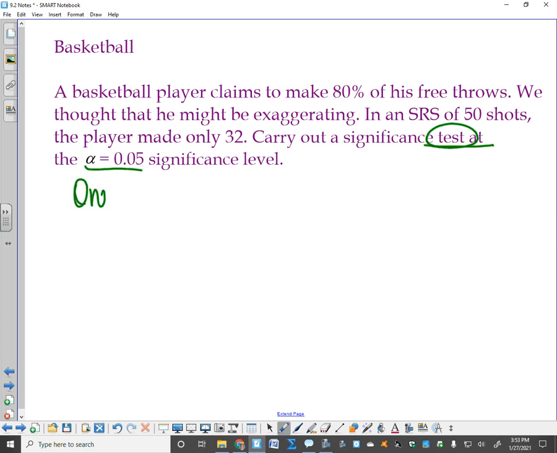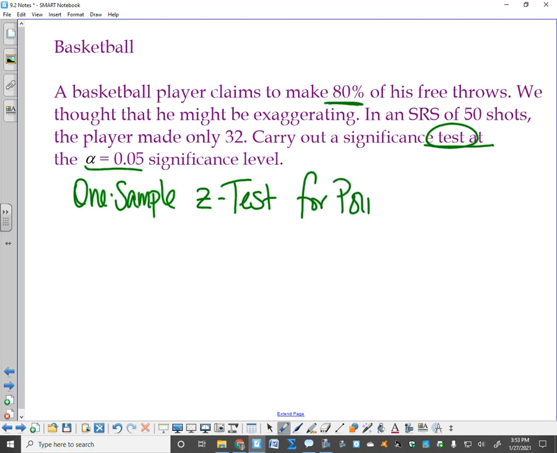I'm a 1 sample z test, not interval, for proportions, since these are proportions. Okay, the other housekeeping thing that you need to do is define your parameter. Again, this is proportion, so my parameter is a p.